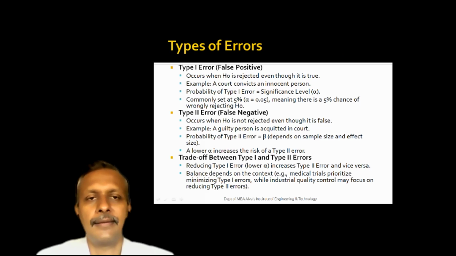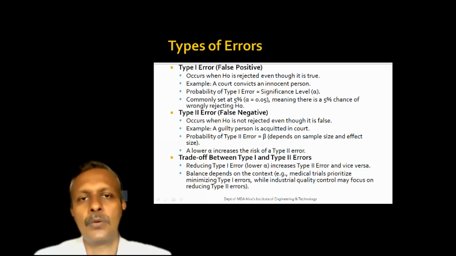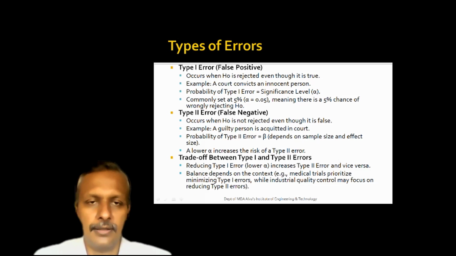So type 1 error is also called a false positive. This occurs when H0 is rejected even though it is true. For example, a court convicts an innocent person. The probability of type 1 error is the significance level, that is alpha, commonly set at 5%, meaning a 5% chance of wrongly rejecting a null hypothesis.